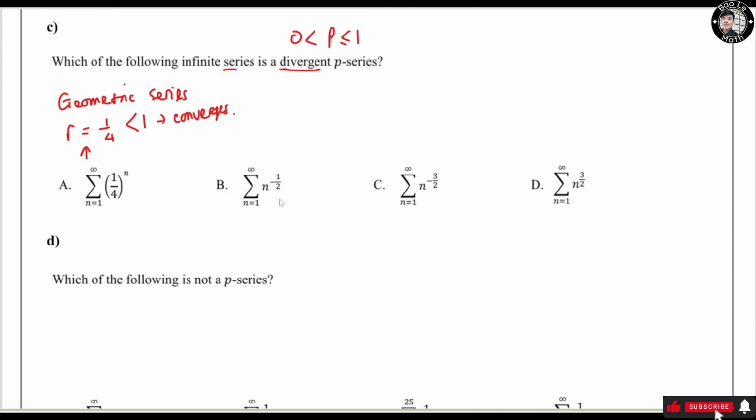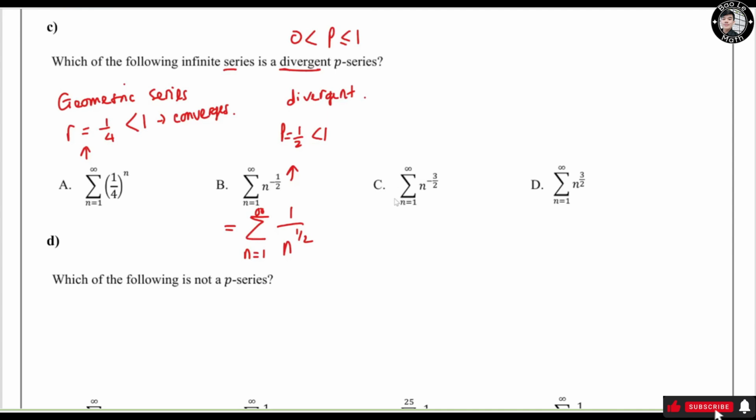Now B can be written as the sum of 1 over n to the power of 1 half, right? When n goes from 1 to infinity. Now this is actually a P series, where p equals 1 half, which is less than 1. So this one is divergent, right?